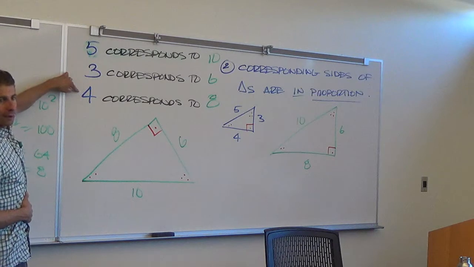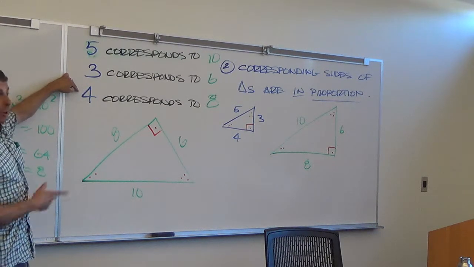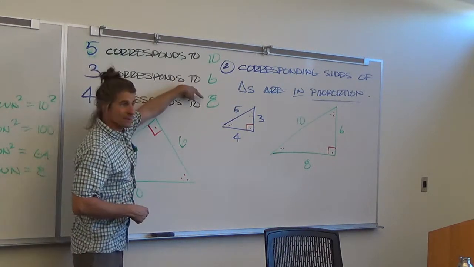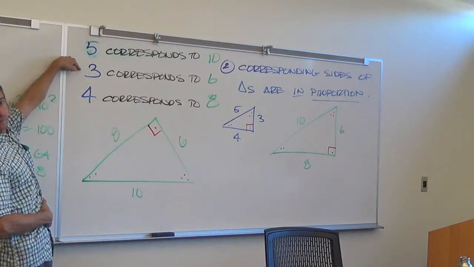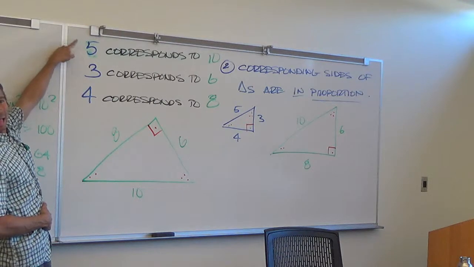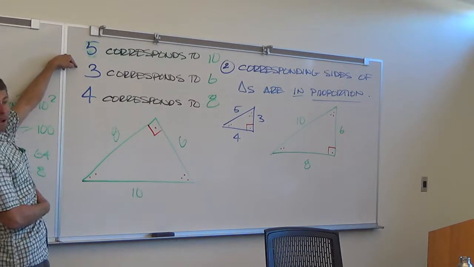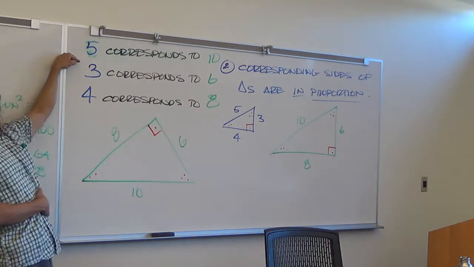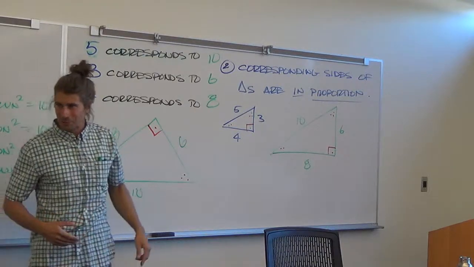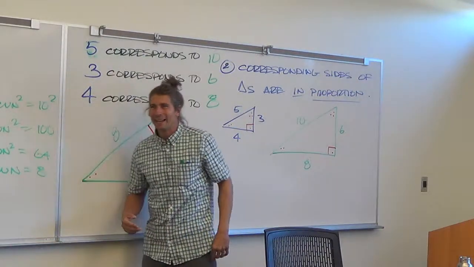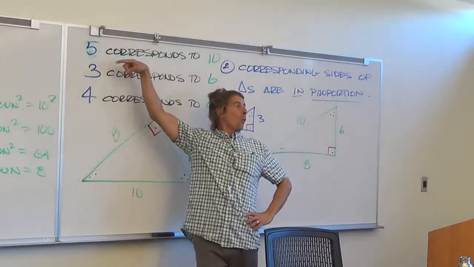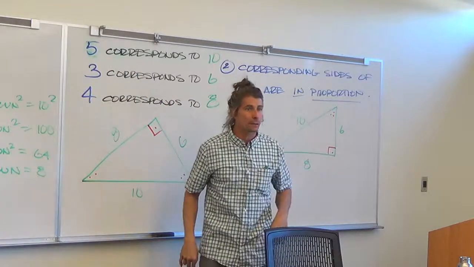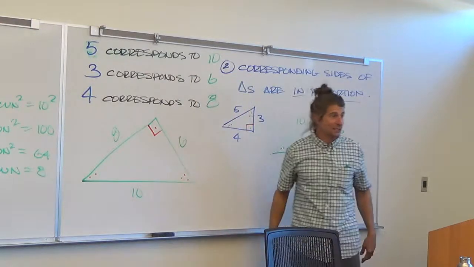What's 3 divided by 4? 0.75. 6 divided by 8. 0.75. 5 divided by 3. 1.666 repeating. 10 divided by 6. 1.6666 repeating.